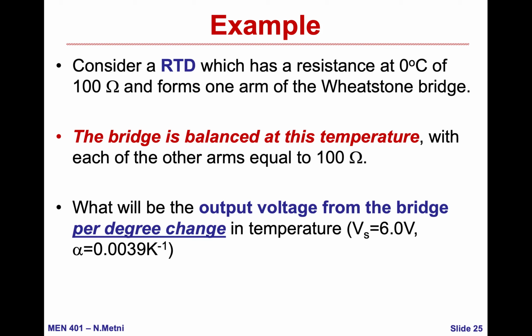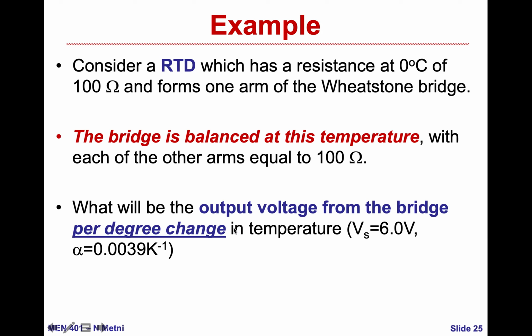Okay, so here there is an example where I told you to consider an RTD, a resistance temperature detector, which has a resistance of 100 ohm at 0 degrees and forms one arm of the Wheatstone bridge. The bridge is balanced at the temperature of 0, with each of the other arms equal to 100 ohm. So the condition R1 over R2 equal to R3 over R4 is verified. So at the temperature of 0, I have V out equal to 0. This is what I mean by the bridge is balanced.